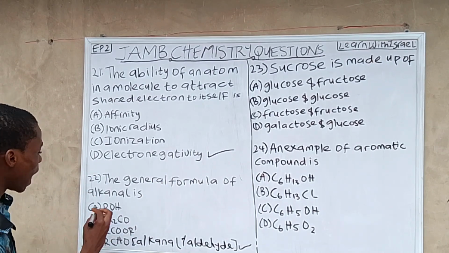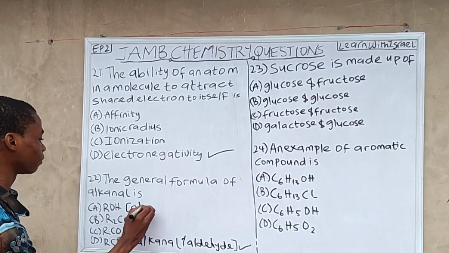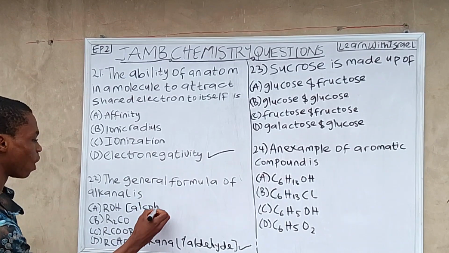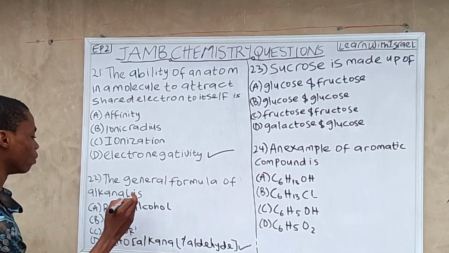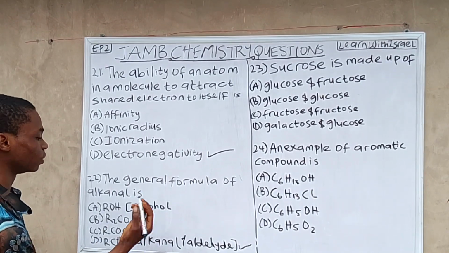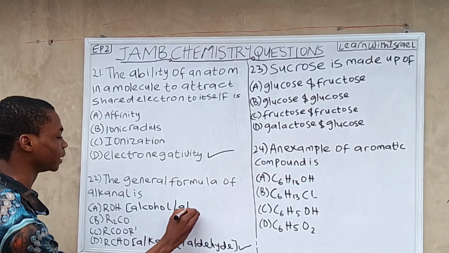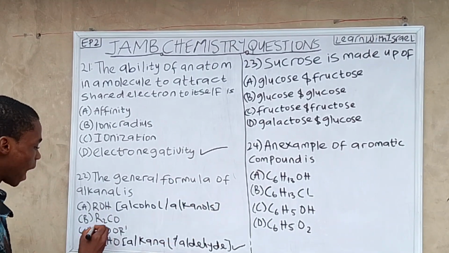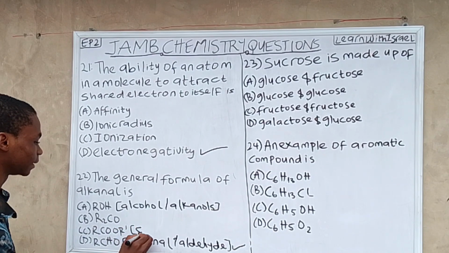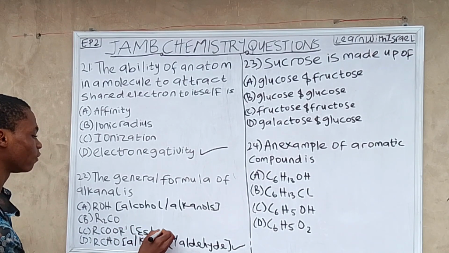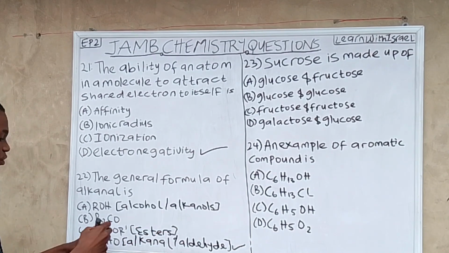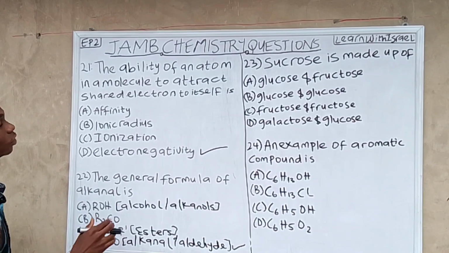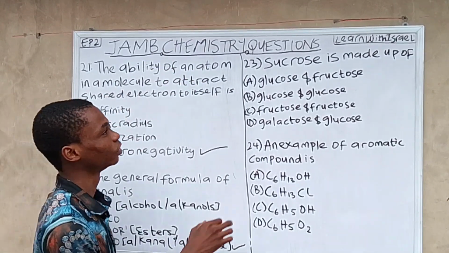What of the rest? ROH is alcohol. The general formula for alcohol is ROH, and it's also known as alkanol. You can also call it alkanols. And for RCOR prime, esters. So the general formula for esters is RCOR prime. For those that don't know, let's move to the next question.